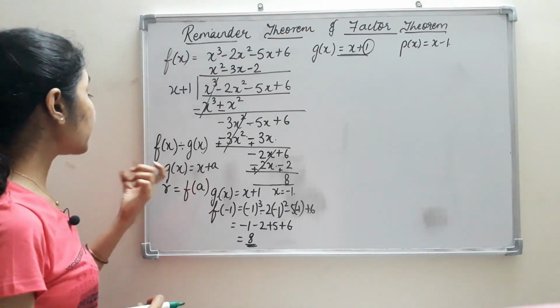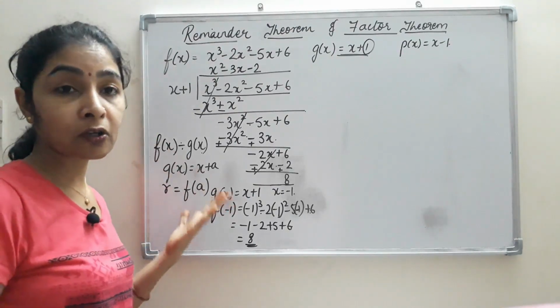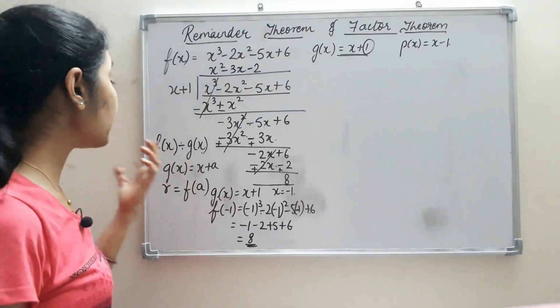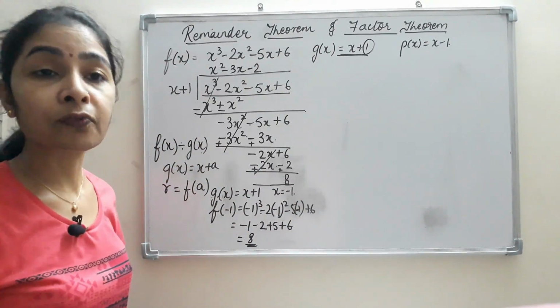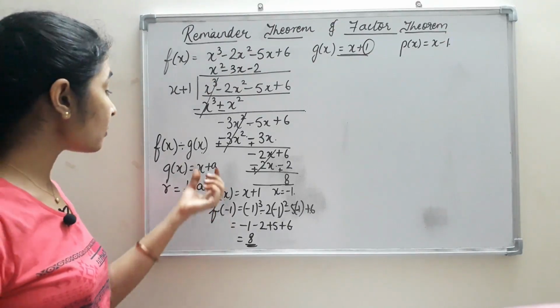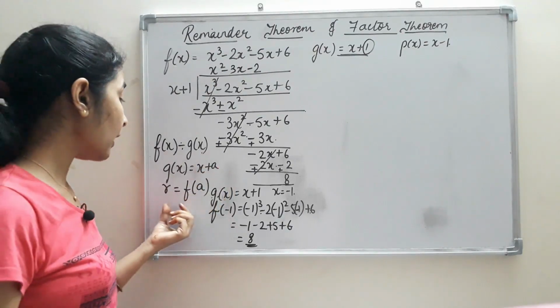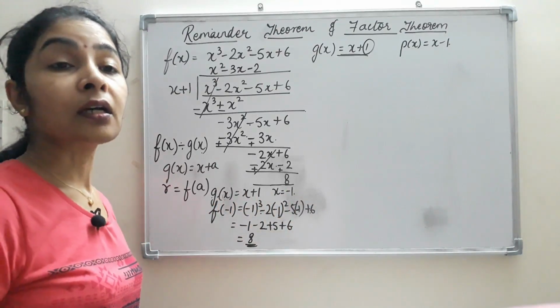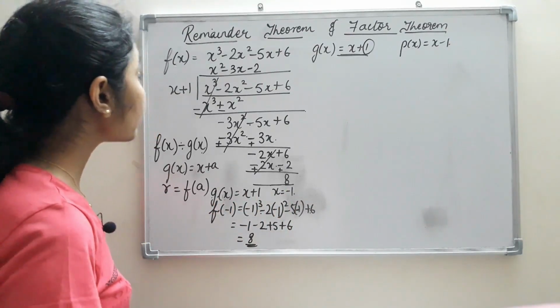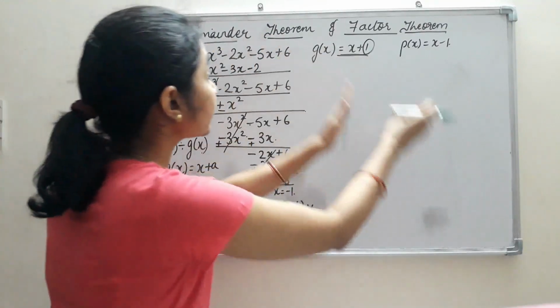So what does the remainder theorem say? That if a polynomial is divided by a linear polynomial, then the remainder is always equal to the function of the constant, whatever is the constant value there. So I just need to substitute the value of that constant in the polynomial, and it will give me the remainder. Now coming to the factor theorem.